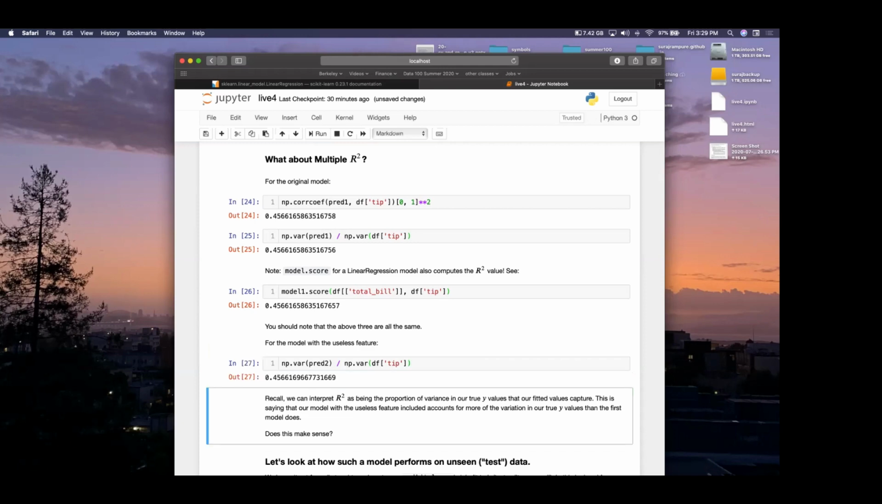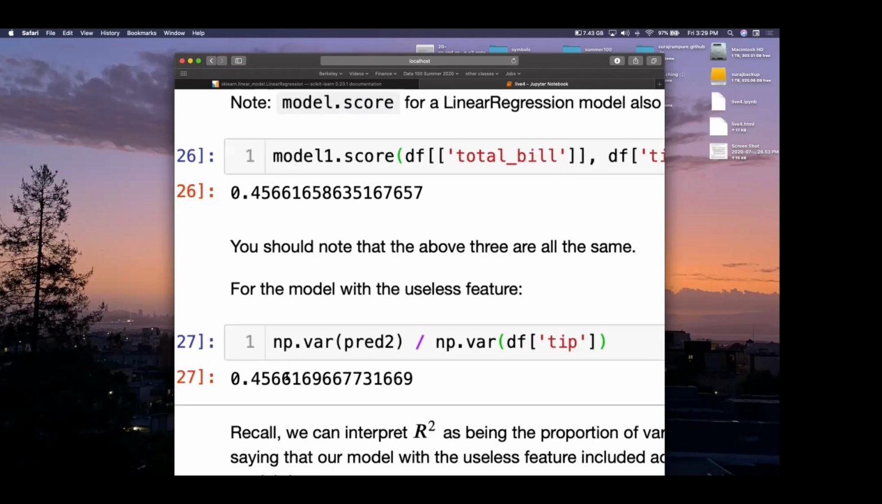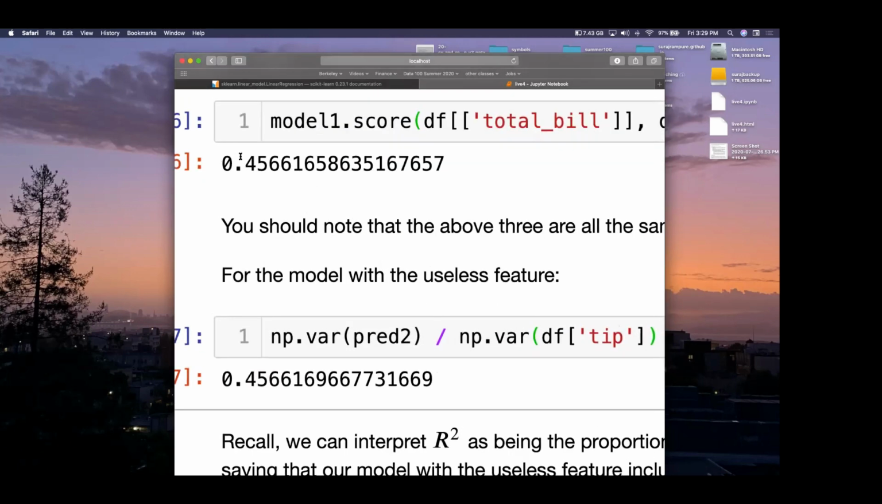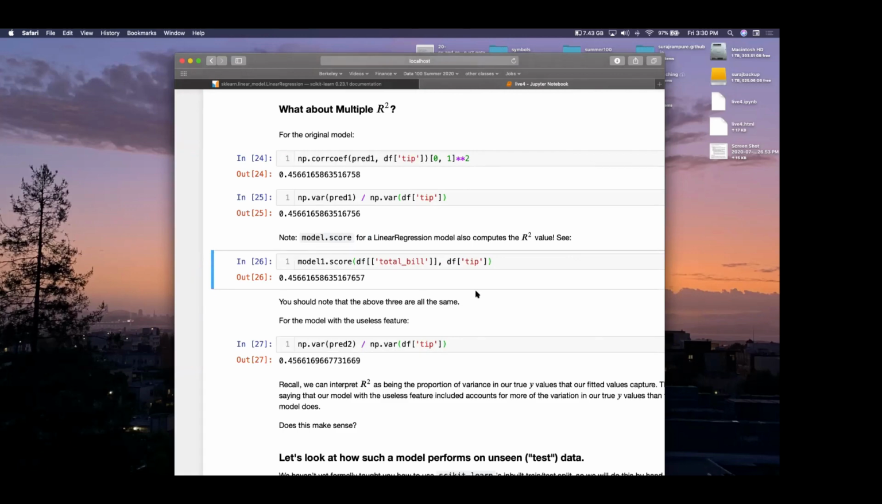Now let's take a look at the multiple R squared value for when we added the useless feature. You can see that, again, it went up, but barely, but it went up. The first 6 or so digits are the same, 4, 5, 6, 616. But after that, there's a 9 for the second one, and here there's a 5. So the multiple R squared value did go up, but barely.